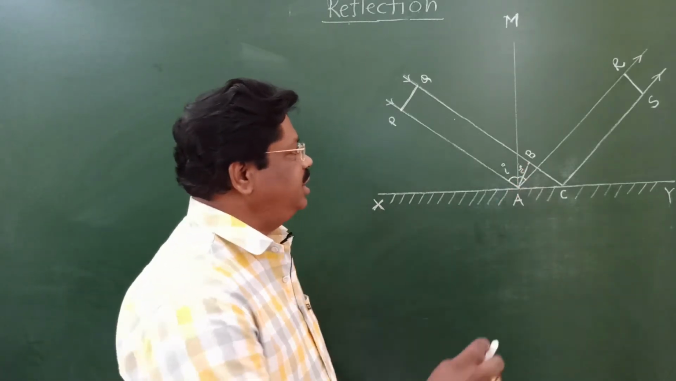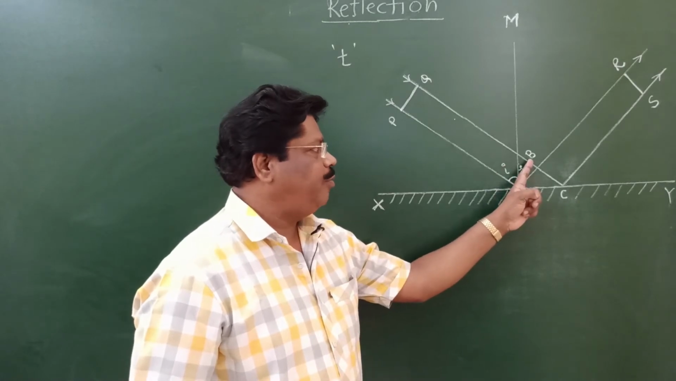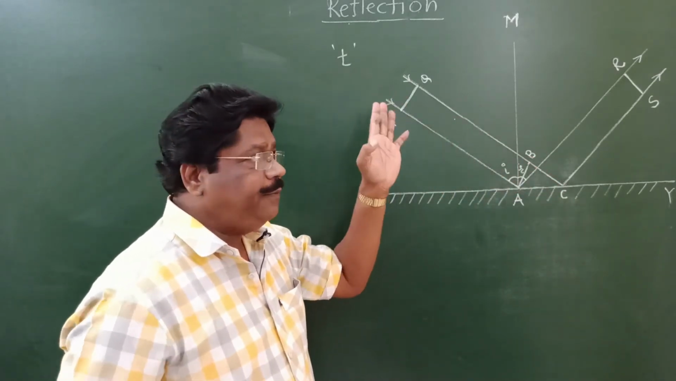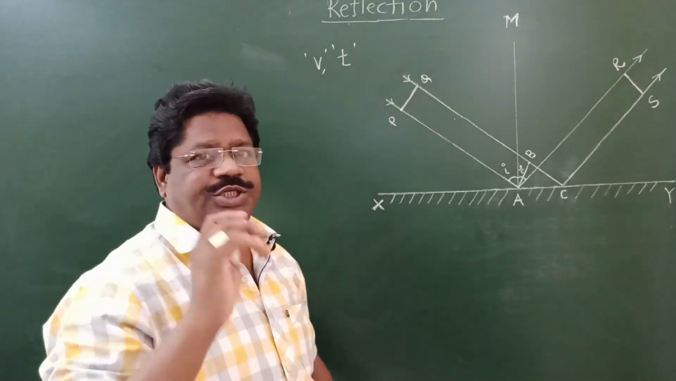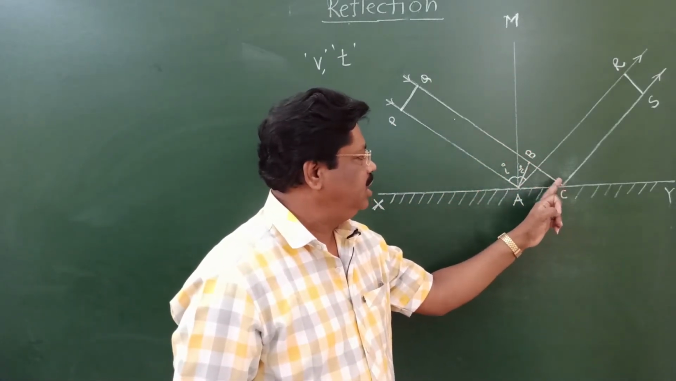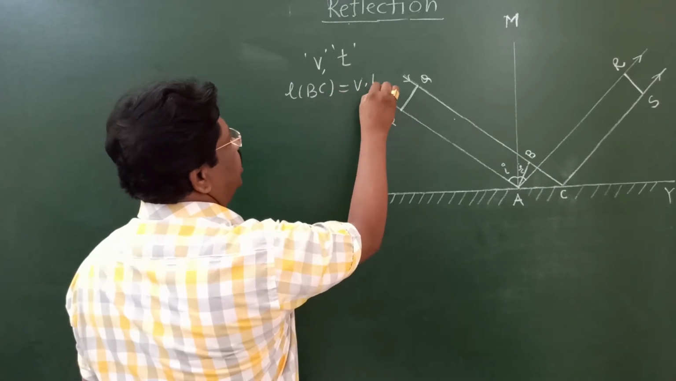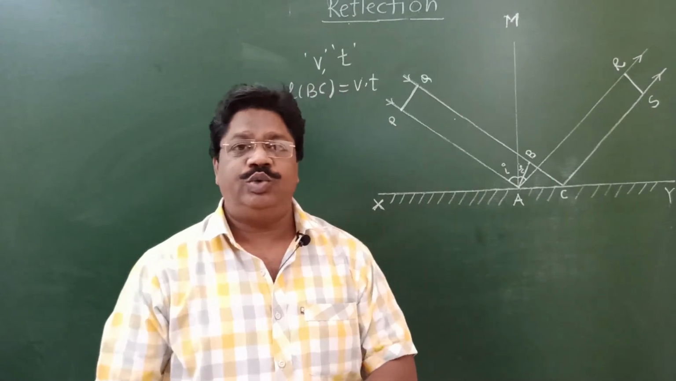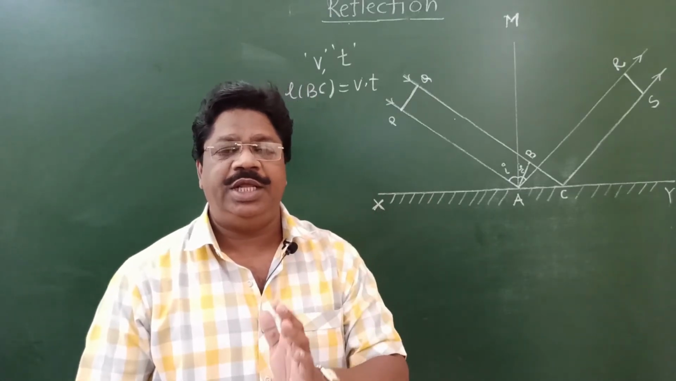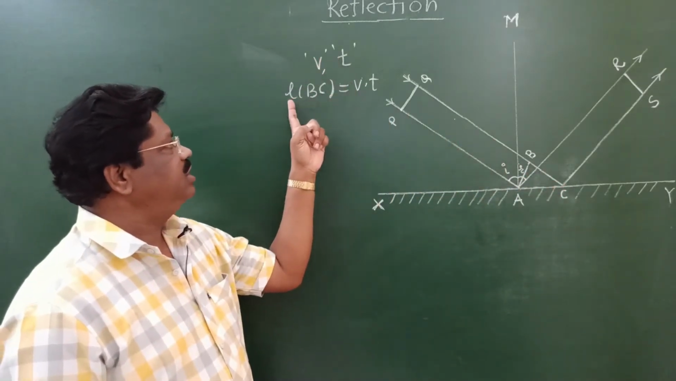Then consider the time t. In this time t, the wavefront moves from point B to C. If v is the velocity of light, then the length of path BC is equal to v into t, as we know that velocity is equal to displacement upon time. Therefore, v is equal to displacement upon t, that is, v into t is equal to displacement. That means this incident wavefront moves from point B to C in time t and covers a distance v into t.